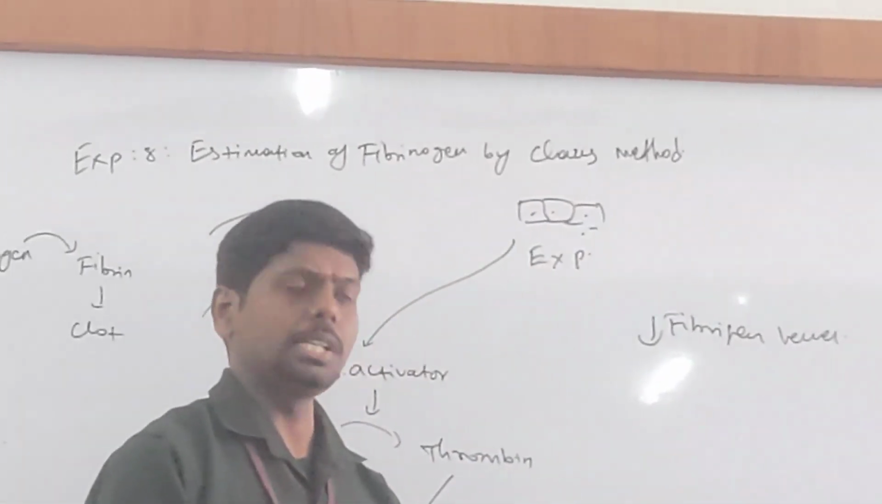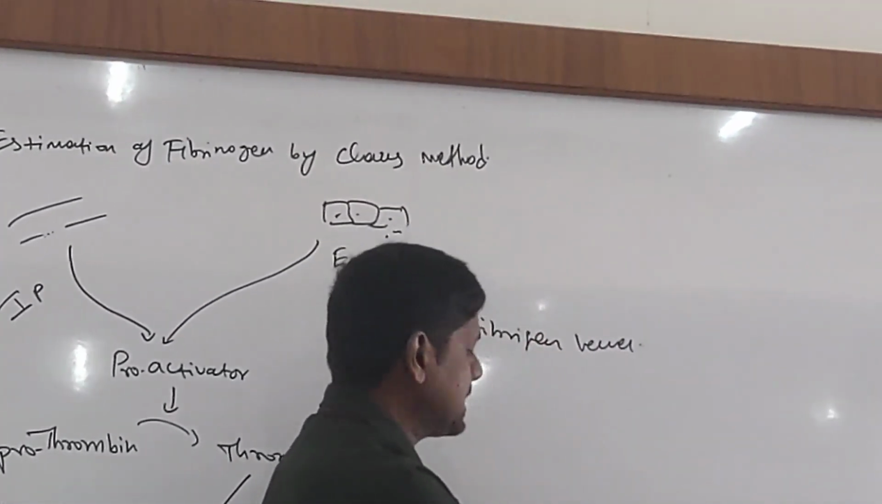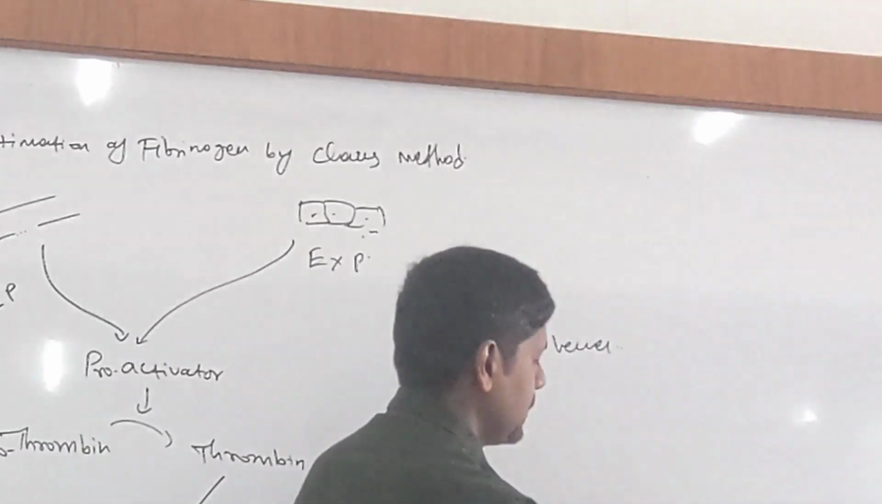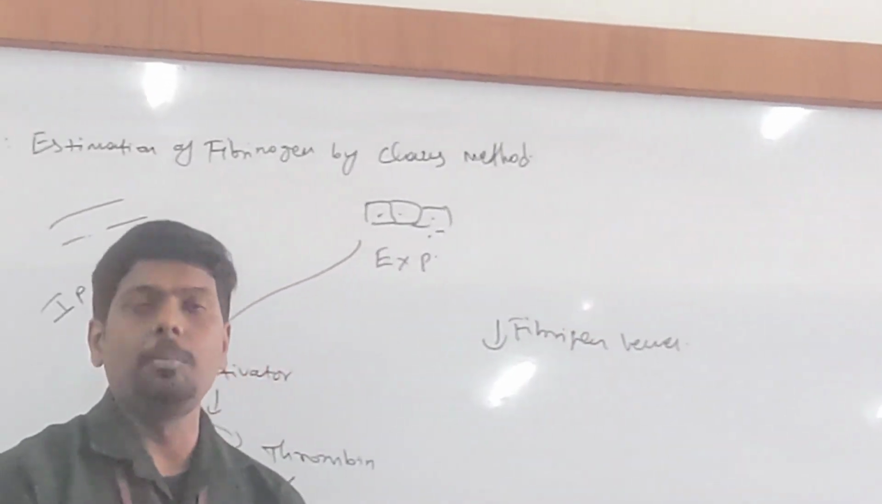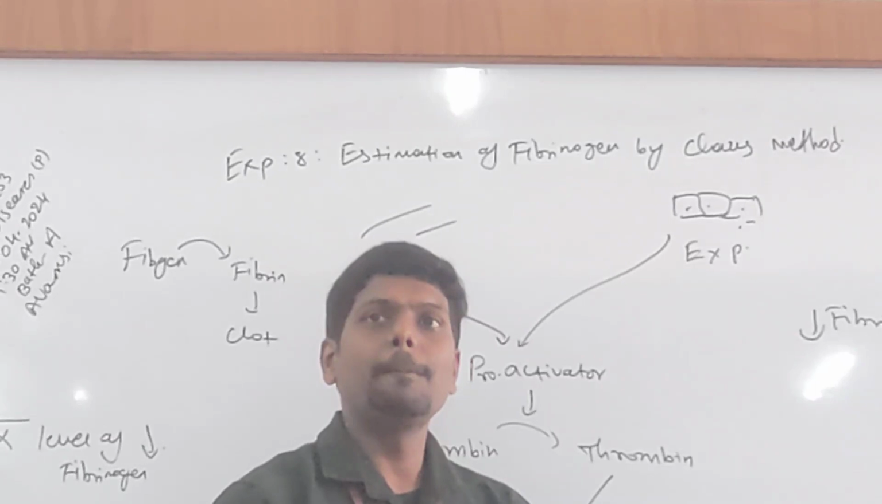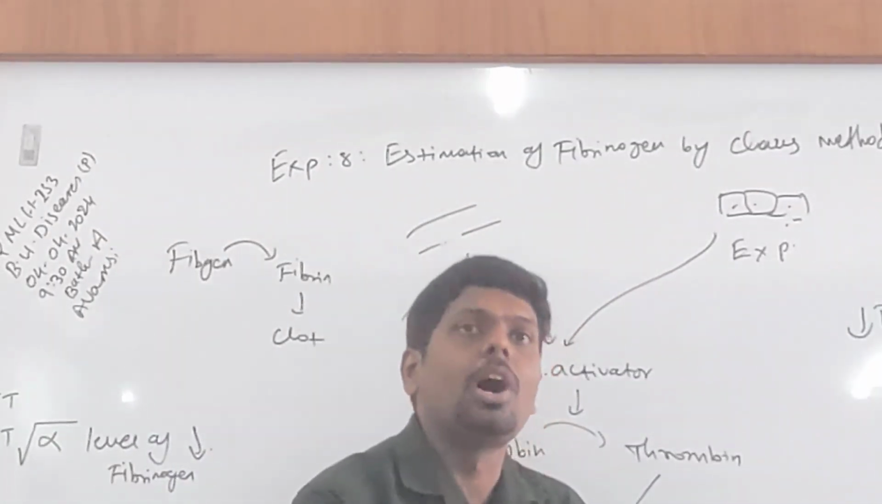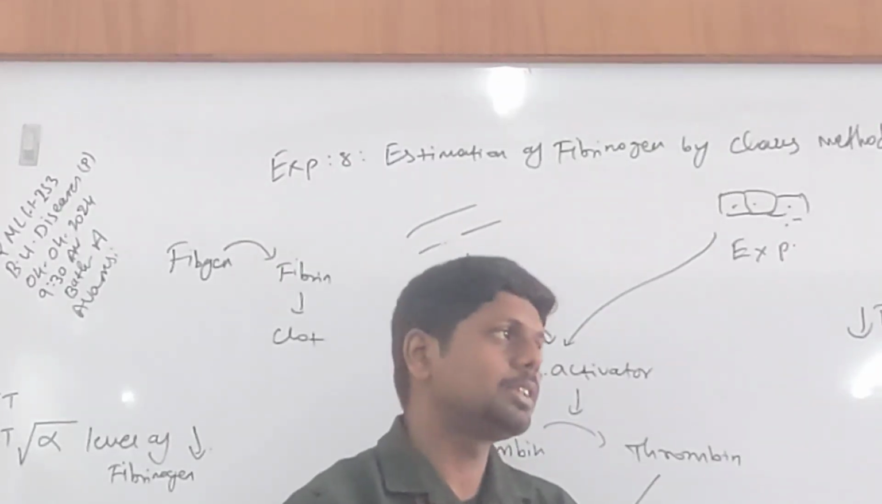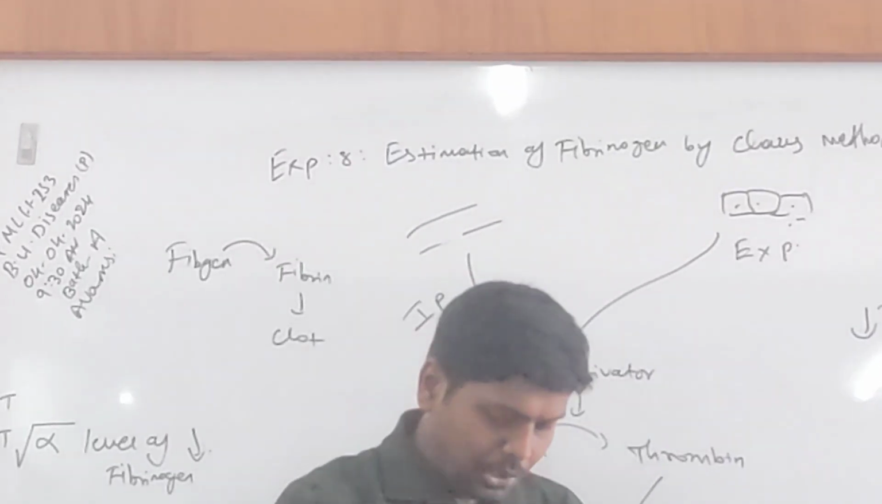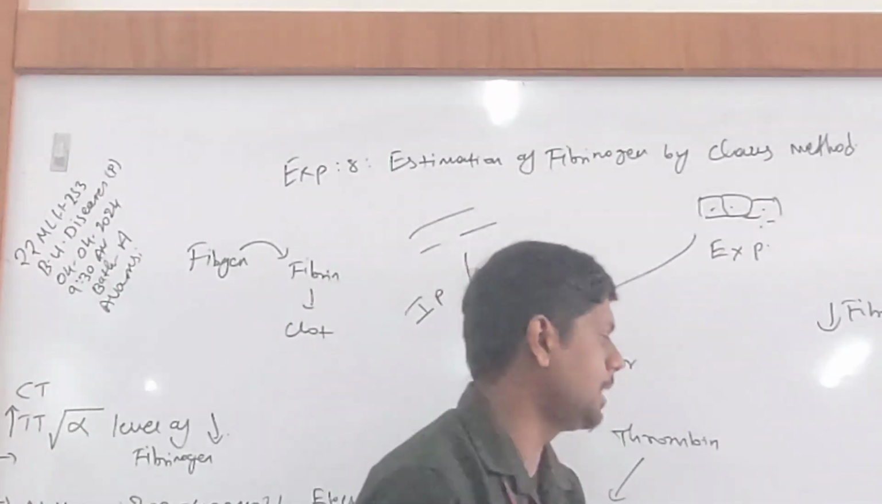Deep vein thrombosis is a clinical form of DIC only. Deep vein thrombosis is a dangerous condition. If we are not treating deep vein thrombosis, there is a chance of gas gangrene formation. Gas gangrene formation means the blood flow to the limbs will be stopped, and we need to amputate the limbs.